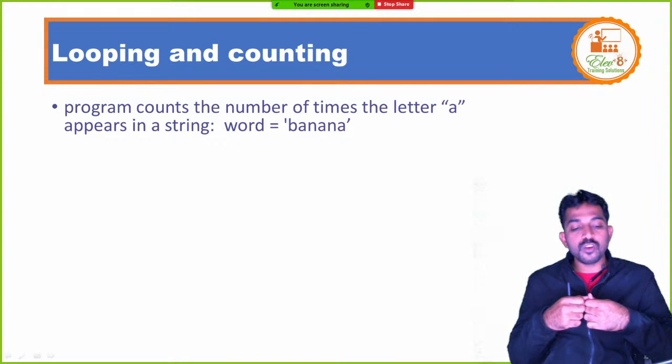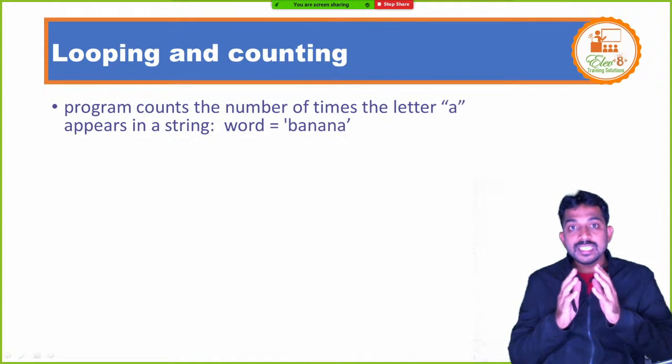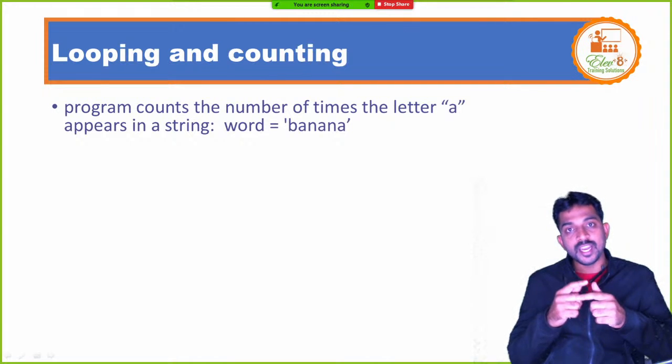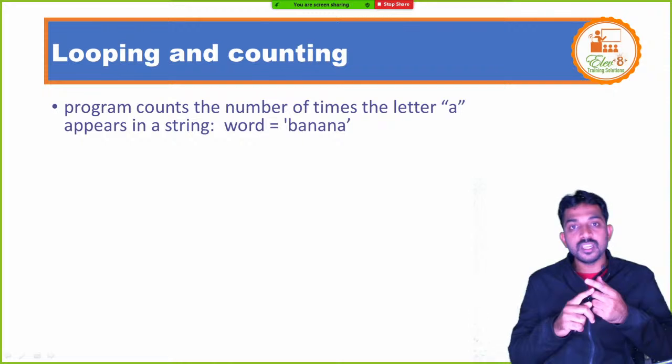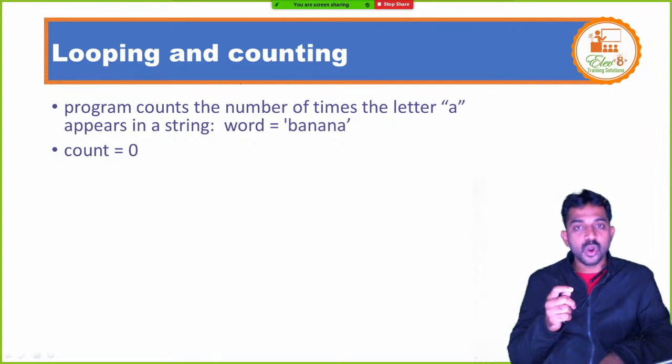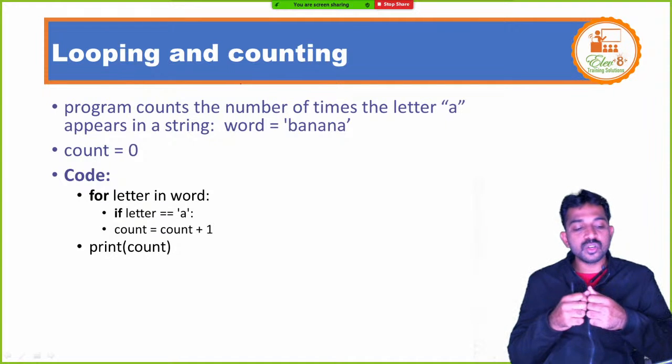See, the program is to count the number of times the letter A appeared in the string banana. How many times is A appeared in banana? This is your task. How are you going to solve this one? By taking one loop, you are going to access letter by letter from the string, compare with the letter, and count. See, count equal to 0, and this is your code.